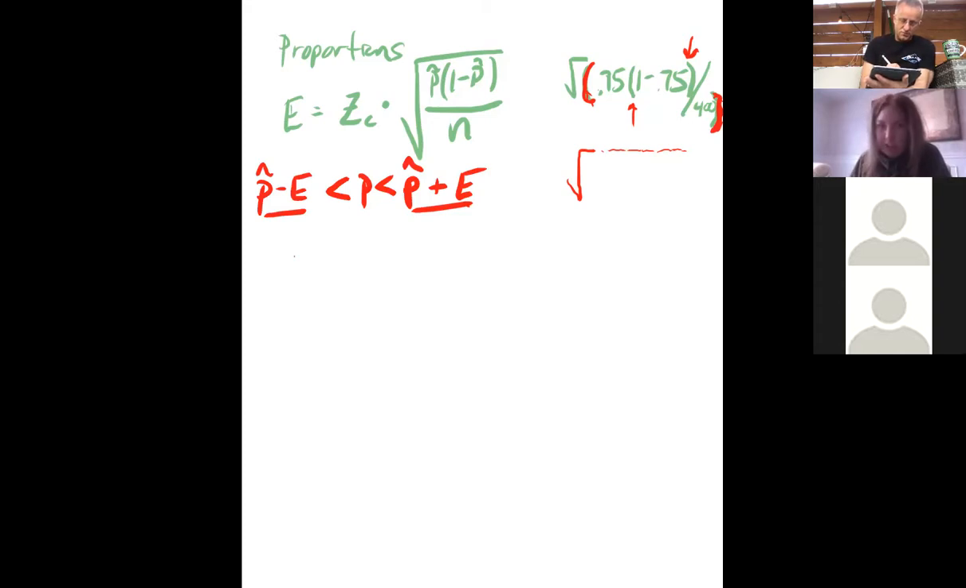Also, in this situation, the 400 would be my sample proportion? That's your sample size. Sample size, okay. And the proportion is the 0.75? Well, it was 380 something, you know, over 400.